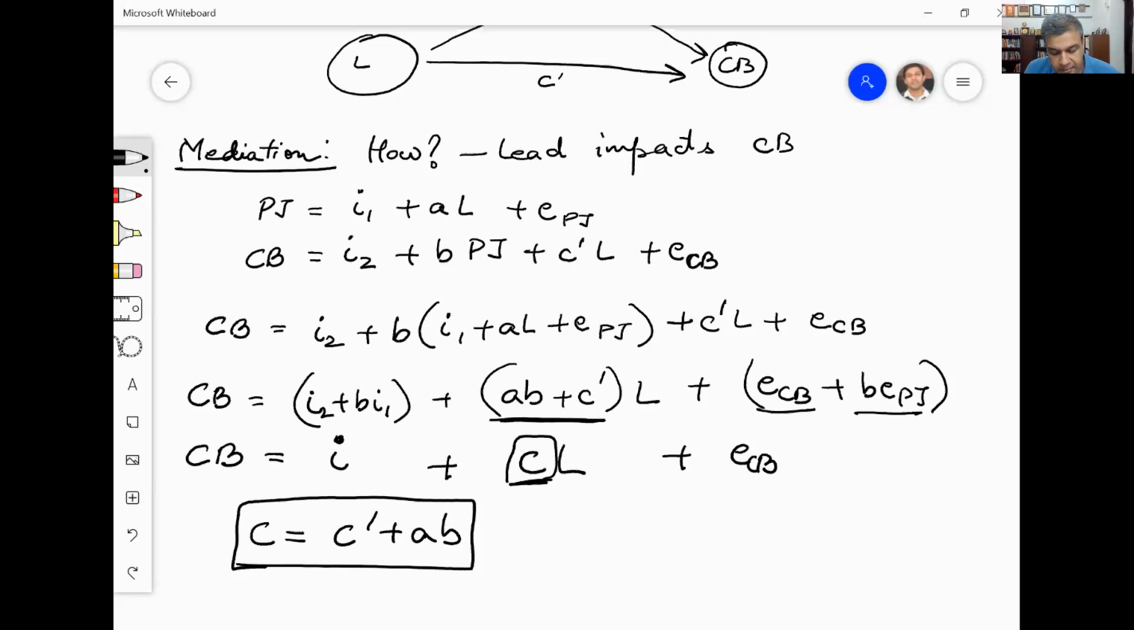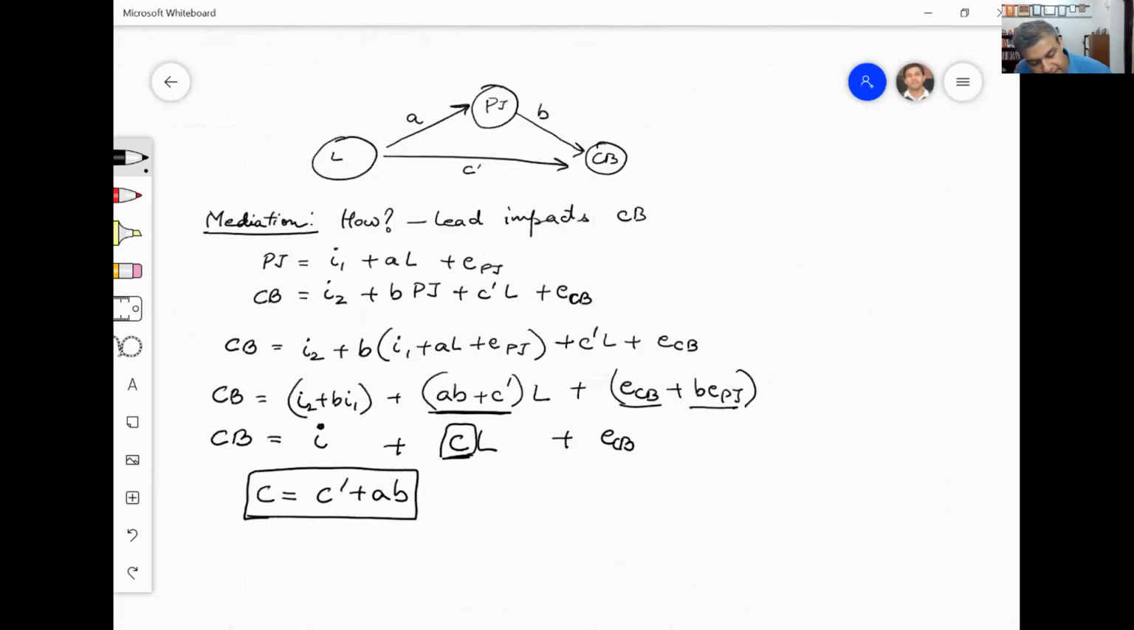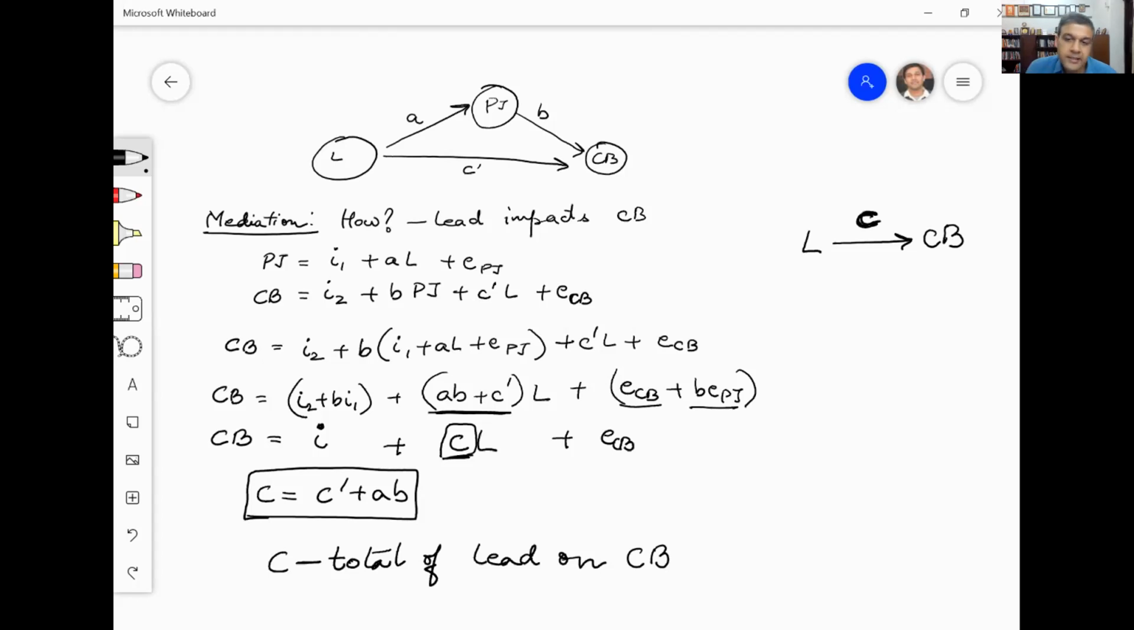So what does C here mean? C here represents the total effect of leadership on CB. That means if I were to just regress CB and leadership, I would have this path coefficient called C, the total effect of leadership on CB. But I have now brought in this mediator. This is my mediator, PJ.